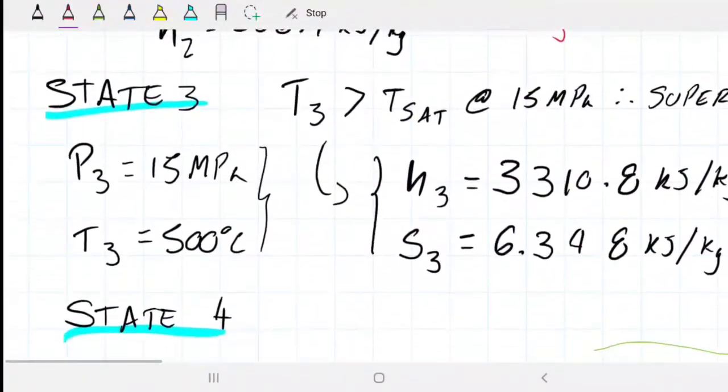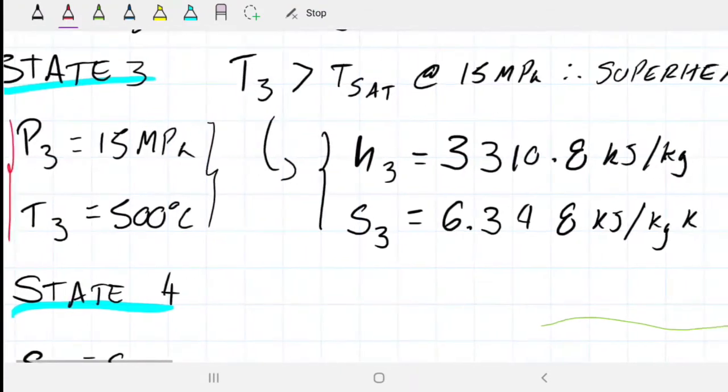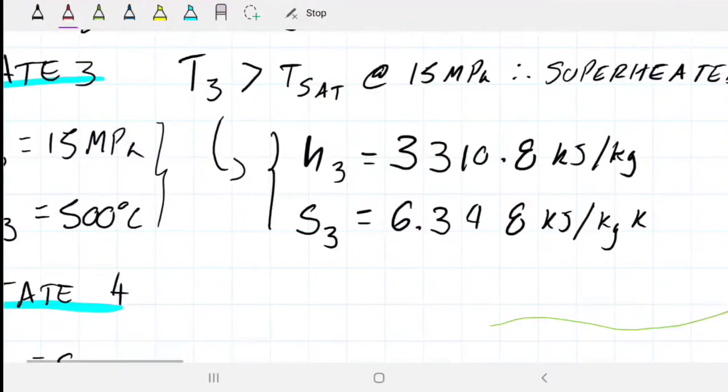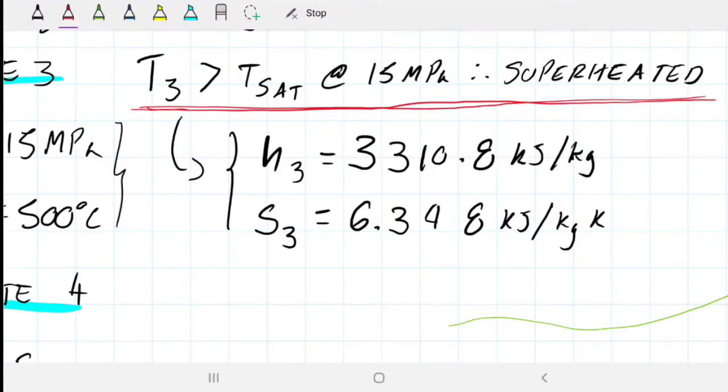In state 3, I have two sets of properties, right? I know P3 and I know T3. So if I've got it completely defined, I'm going to jump into the table. You can use the pressure table or temperature table, whatever you find easier. In this case, I use the temperature table because I looked at 15 megapascals and I saw my temperature T3, that is 500, is greater than my Tsat. So I can conclude this is a superheated fluid. So instead of looking on this table, I'll be looking on table A6, right? And since I have pressure and temperature, I can go ahead and grab enthalpy. I can go ahead and grab entropy.